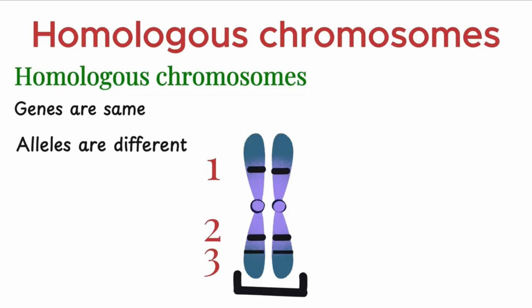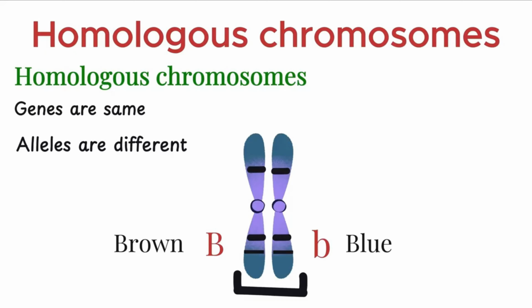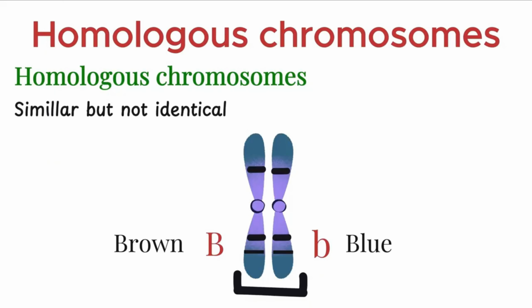For example, if one chromosome carries a gene for eye color at a certain location, its homologous partner will have the same gene in the same spot, but one may carry the allele for brown eyes, and the other for blue eyes. So, homologous chromosomes are similar, but not identical, and this subtle difference is key to the genetic variation we see in sexually reproducing organisms.